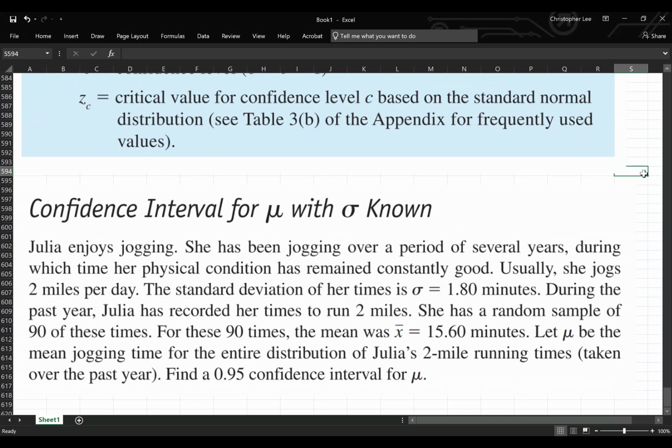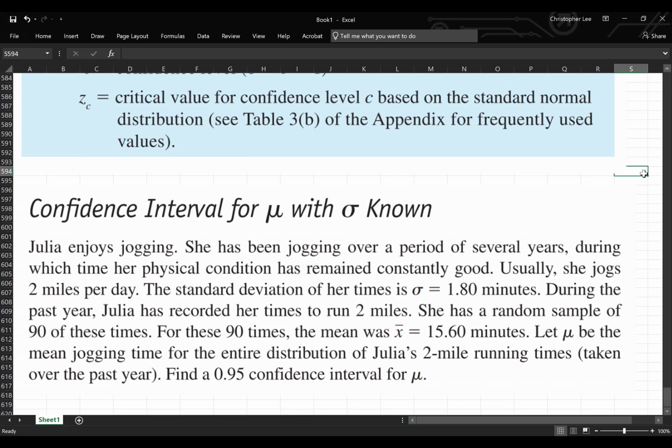I gotcha. So look, confidence interval for mu when sigma is known, right? Let's say that Julia enjoys jogging. She's been jogging over a period of several years, during which time her physical condition has remained constantly good. Usually she jogs 2 miles per day. The standard deviation of her time is sigma equal to 1.80 minutes.